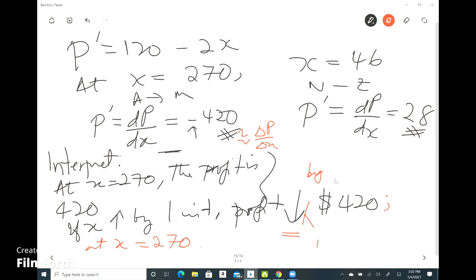So if you have anything that has negative, that means the dependent variable will be decreased. Okay. Alright. Good. So for the 46, I don't think there is a problem. We just go by what I have here. If X increases by 1 unit, the profit will increase or decrease? Increase. Will increase by $28. At X equal to what? X equal to 46.